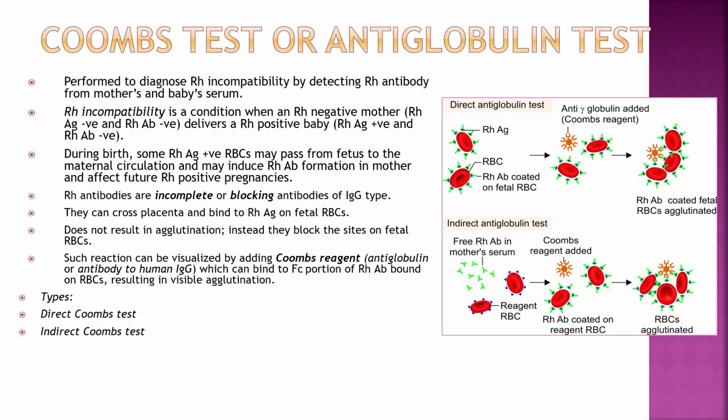In the direct antiglobulin test, the Rh antigen is present on the RBCs, and the RBCs are antibody coated on the fetal RBC. So antiglobulin is added, that is Coombs reagent, and then the Rh antibody coated fetal RBCs get agglutinated. In the indirect antiglobulin test, there are free Rh antibodies in the mother's serum, and then reagent RBCs are added. When Coombs reagent is added, the Rh antibody coated reagent RBCs get agglutinated.